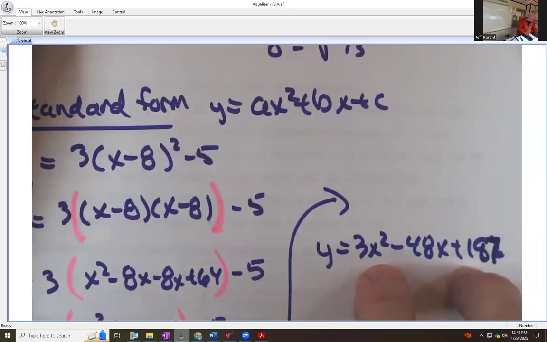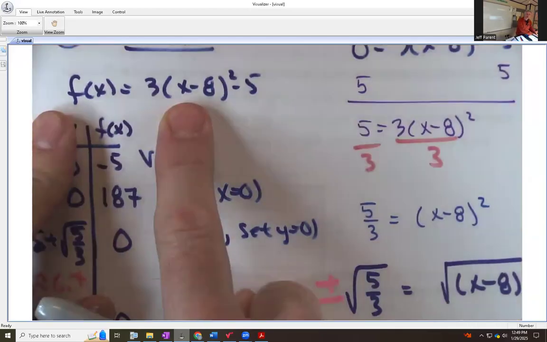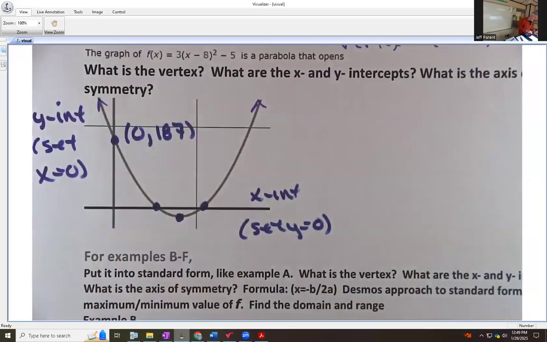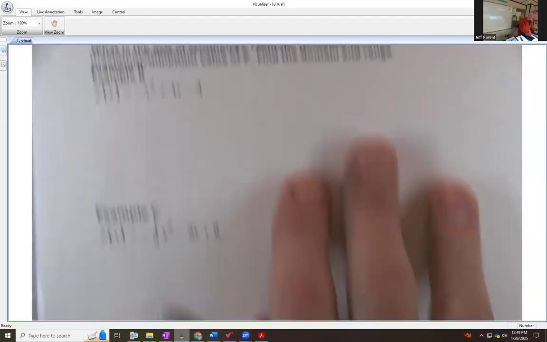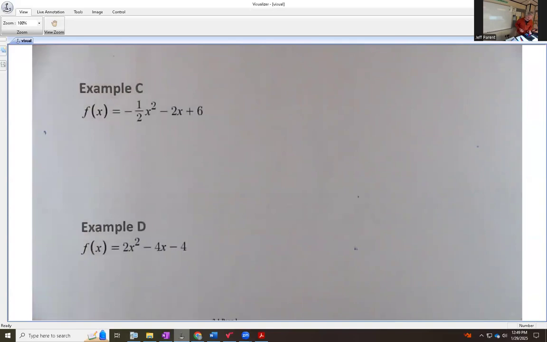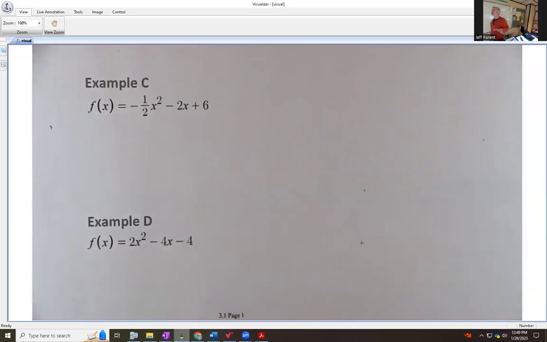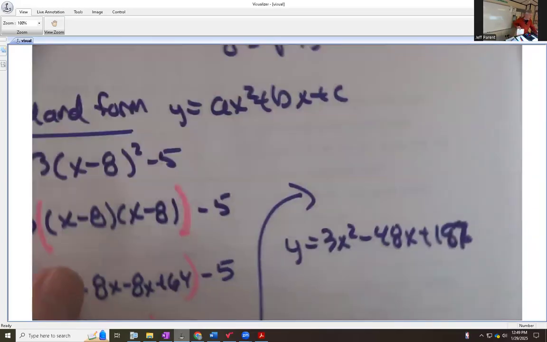So my goal for you is to be able to go from something like this to something like this. Now let's do it with a new problem down here. Example D, we'll take that one. And before I get into this, I'm going to have to play around a little bit with something that hopefully you picked up last semester, but maybe you didn't, called completing the square.